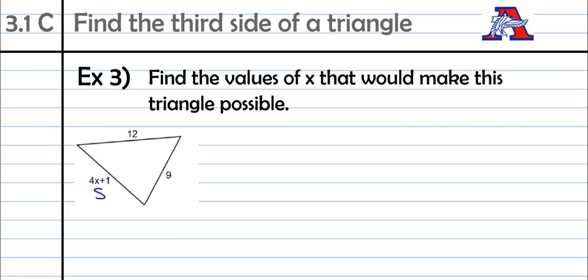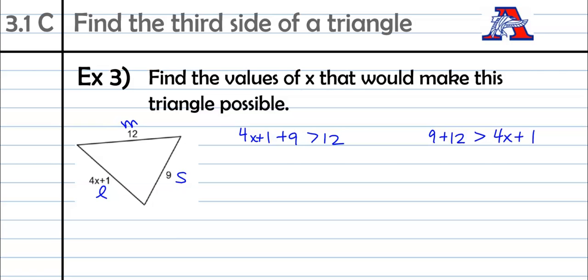Start by assuming that our unknown side is small. So we would have small, medium, and large. So we would start by saying 4x plus 1 plus 9 is bigger than 12. Okay. Once you have that set up, now assume that our unknown side is the longest side. So there's our longest, there's our medium, and that's not right. That's our shortest, and that's our medium. Okay. So our other one then would be 9, short side, plus 12 would have to be greater than 4x plus 1.